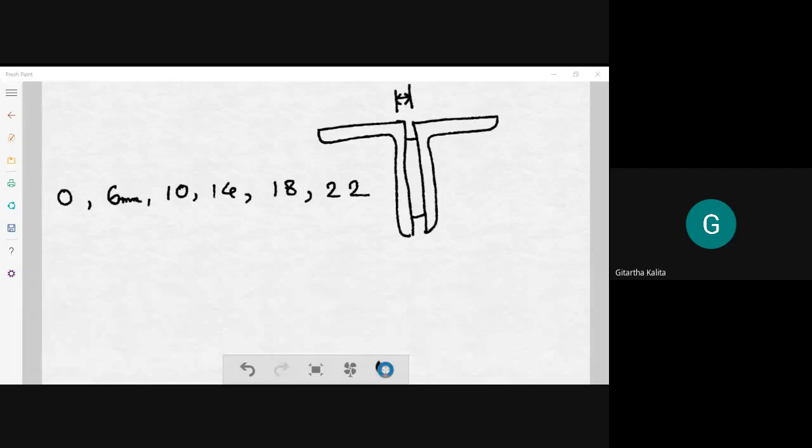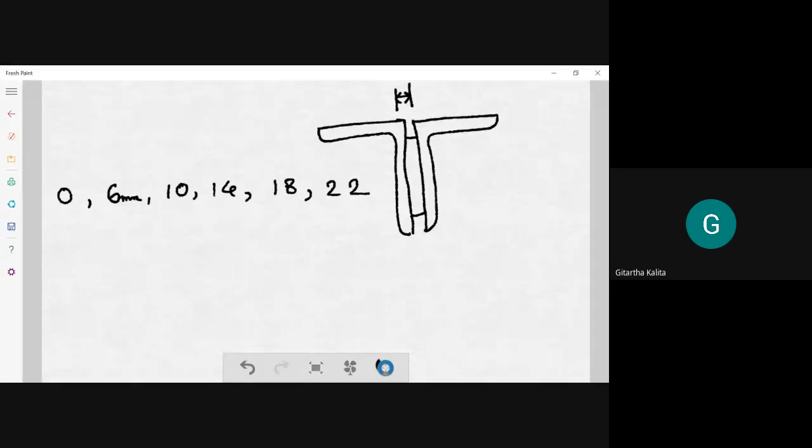Are you being able to see it in the steel table? Good, very good. So let us take a spacing of 10. So this we will give 10.